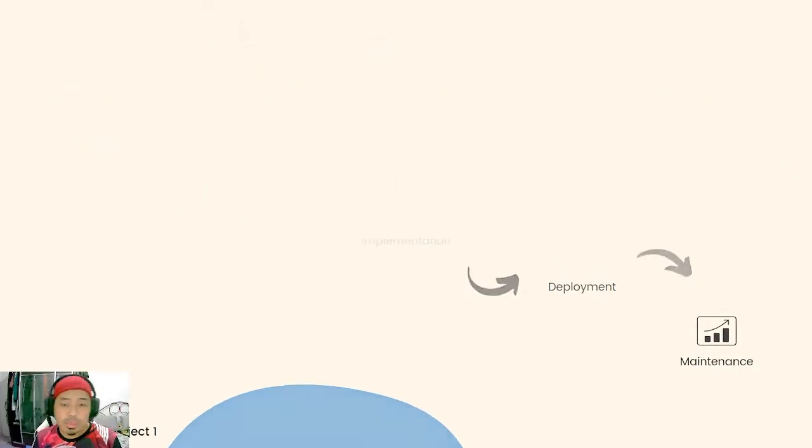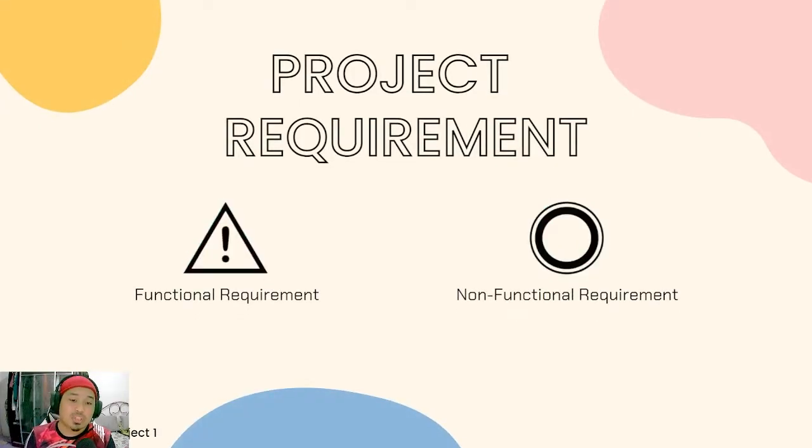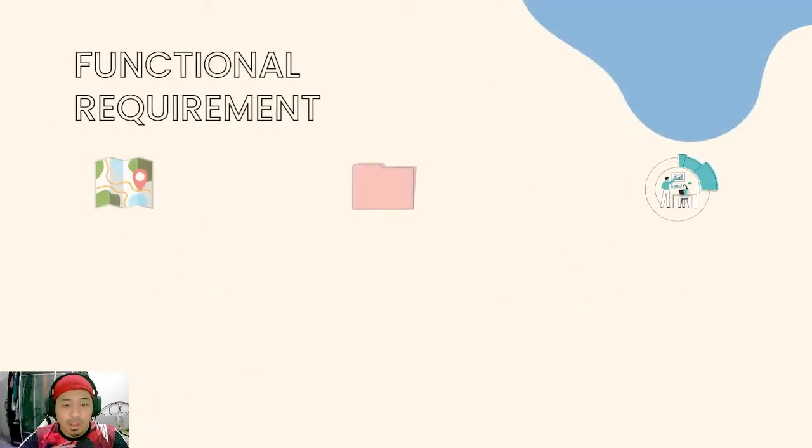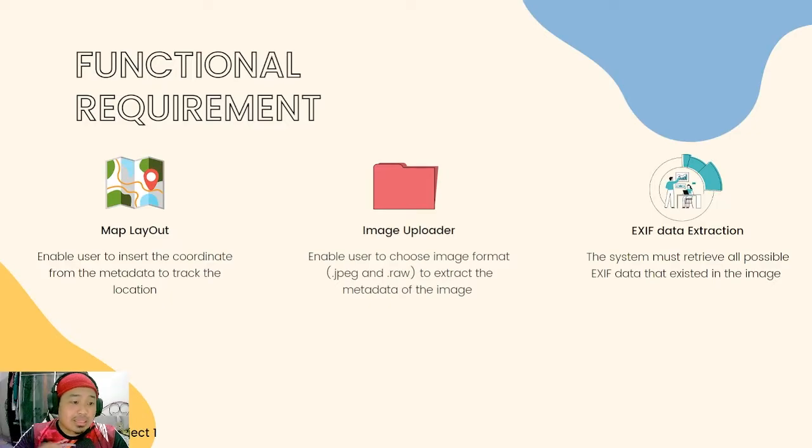Okay, next we're going to the next part, which is the project requirement. For the project requirement, we have two types, which are functional and non-functional requirements. For the functional requirement, the system must have the map layout, because as I said before we have the extractor and also the locator. So for the locator, I plan to use the Google Maps API and embed it in my system, so that I can use it to track people's location.